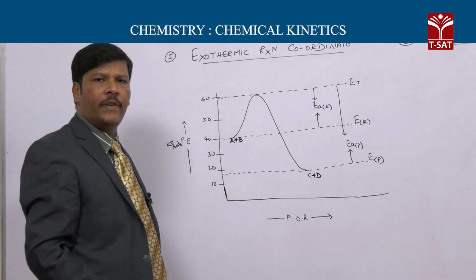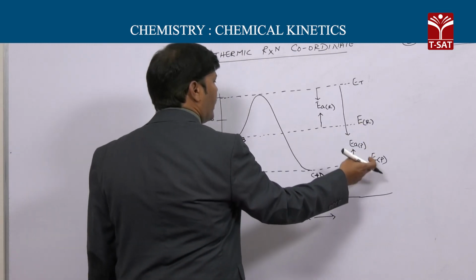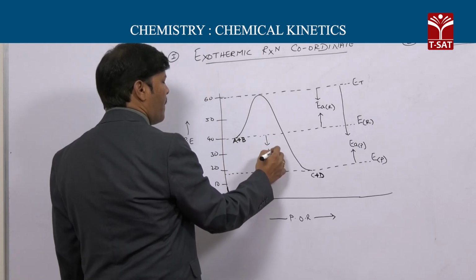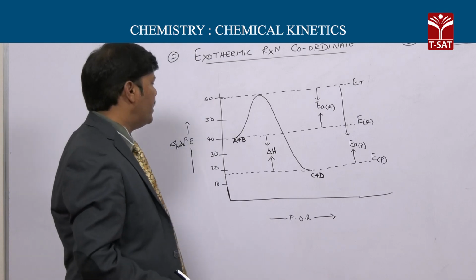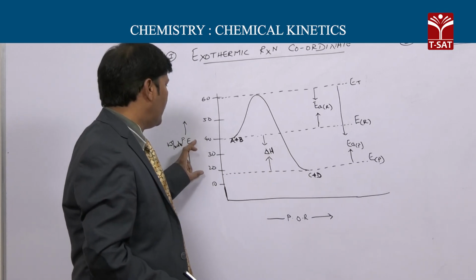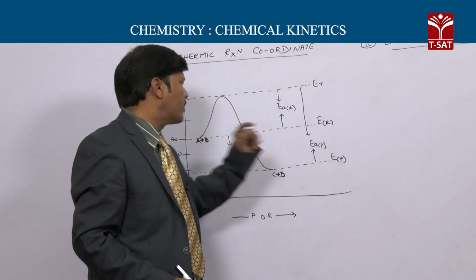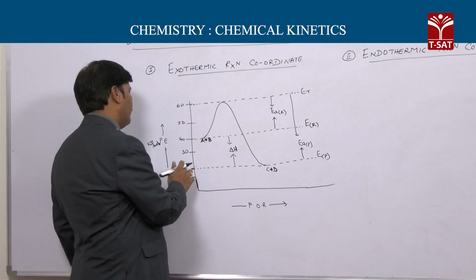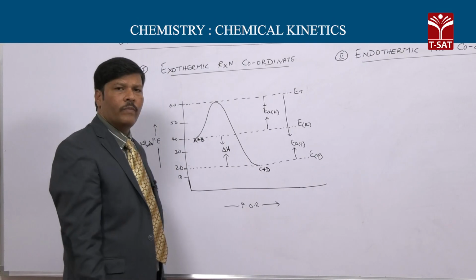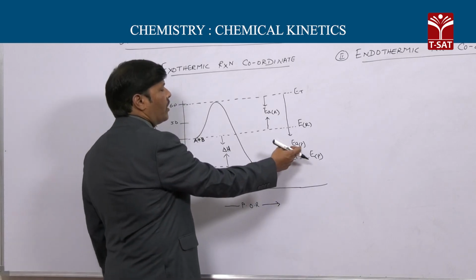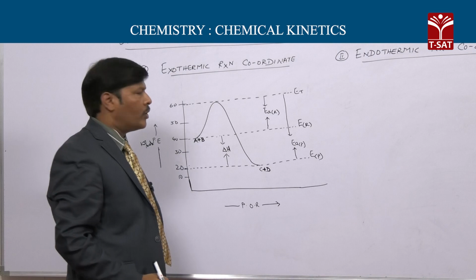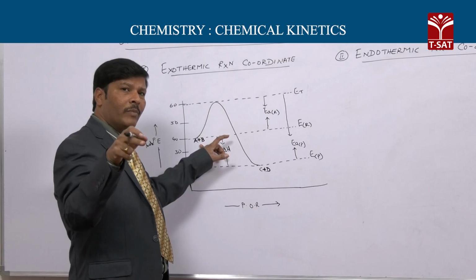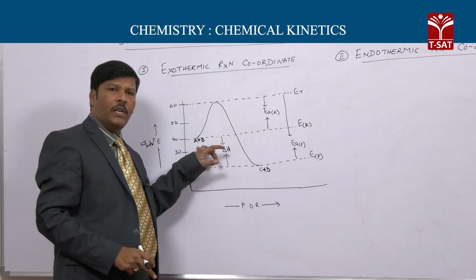Now from the diagram it is very clear. The difference between the energy of the reactants and the energy of the products will give us the enthalpy change. From the graph it is clear that the activation energy of the products, roughly 20 here, is more than the activation energy of the reactants. That's because if the energy of the reactants is more, then the activation energy of the reactants should be less, because in the diagram reactants have more energy.